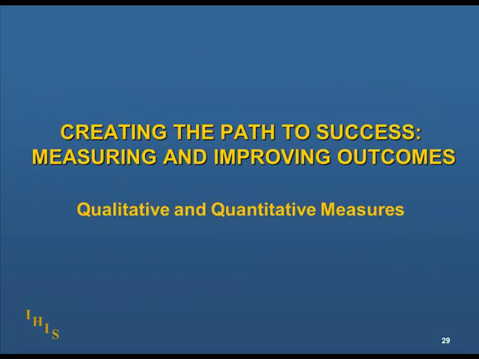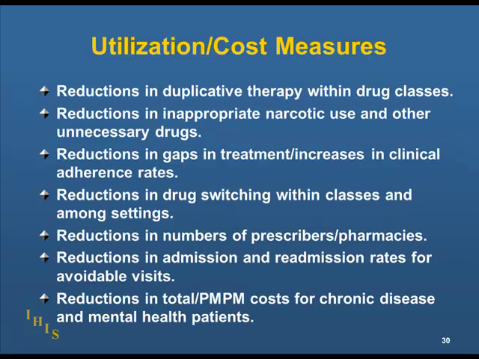So what are some of the quantitative and qualitative measures? You heard earlier, what are the things that we want to measure? Utilization and cost measures. When we do an analysis for a health plan, we will look longitudinally over 12 to 24 months, and there are lots of things that we can see in the claims data. We can see whether there have been reductions in duplicative therapies for particular patients that might have undergone an interventional strategy. We can see reductions in inappropriate narcotic use and unnecessary drugs. We can see reductions in gaps in treatment and increases in clinical-based adherence rates. We can see reductions in drug switching.